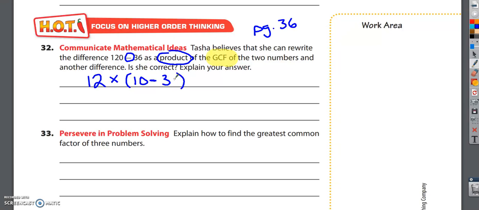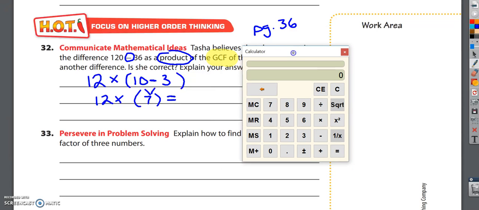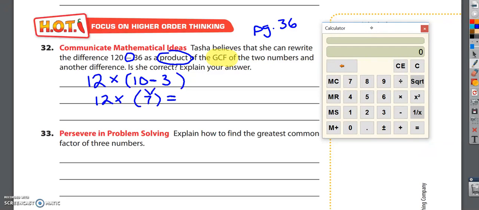And so now what I'm going to do is check my work. What is the actual answer of 10 minus 3? It's 7. And now I'm going to multiply that by 12. You can use a multiplication table or you can use a calculator. I like to use a calculator here just to show you. So if I do 12 times 7, what do I get? That is equal to 84.